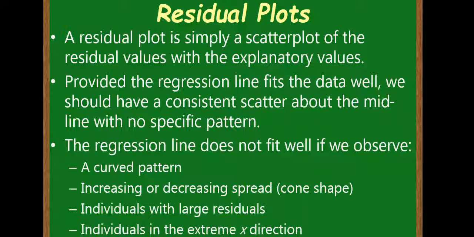We can also identify individuals in the extreme X direction. So again, if we're finding individuals that have a large residual or are lying in the extreme X direction, usually we would consider those points to be outliers. And we always want to be aware of our outliers in a set of data. In some cases, we might want to eliminate them from the set of data because of certain circumstances. Other cases, we might just want to be aware of what they are and why maybe they're happening. So those are some simple facts about residuals.